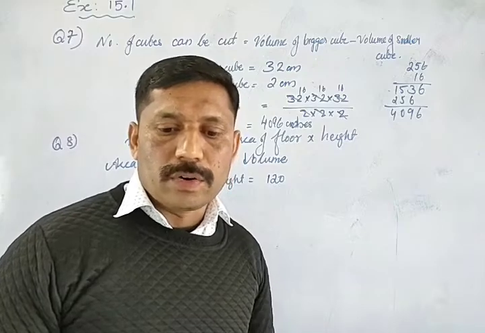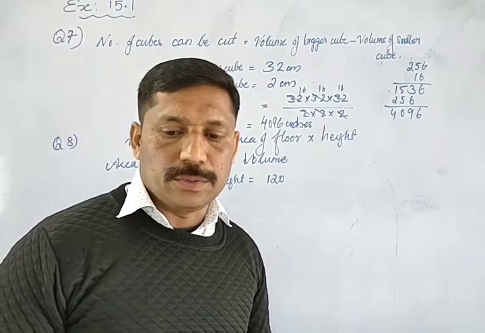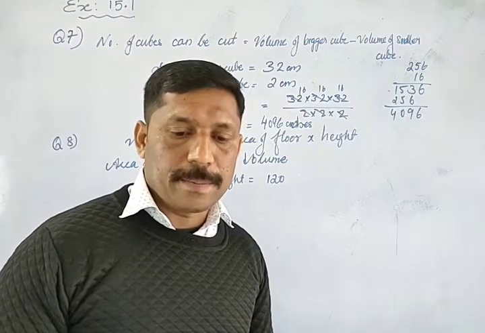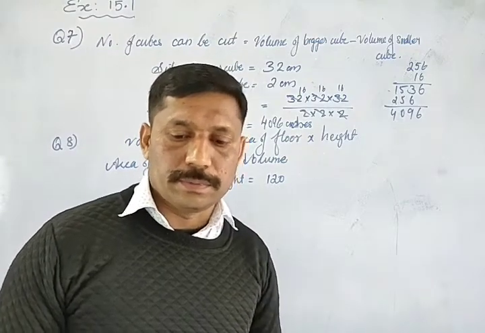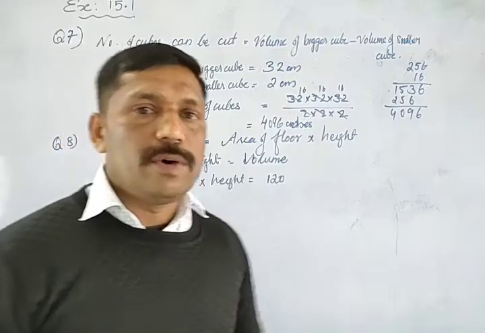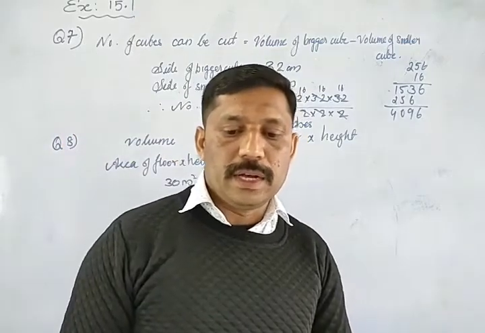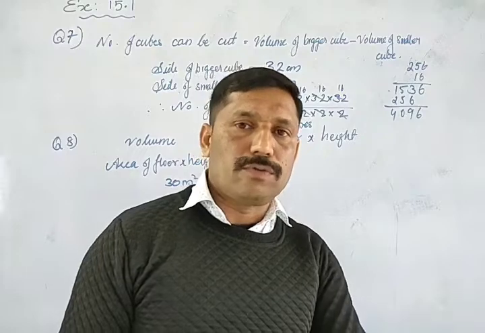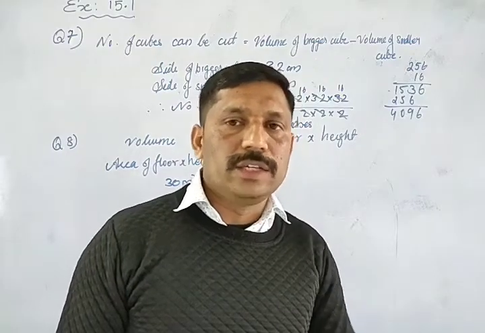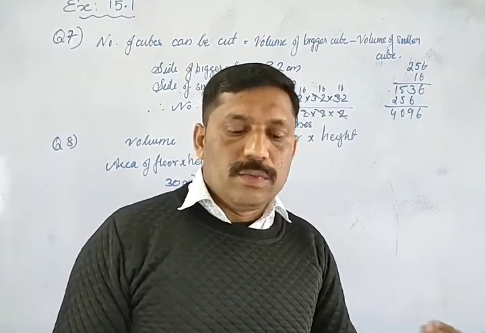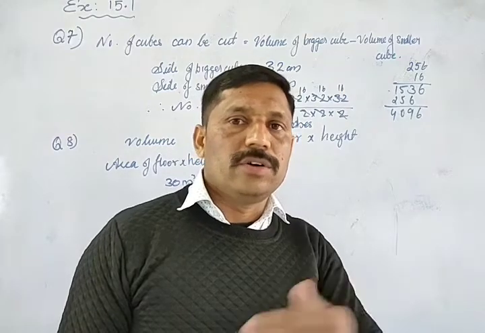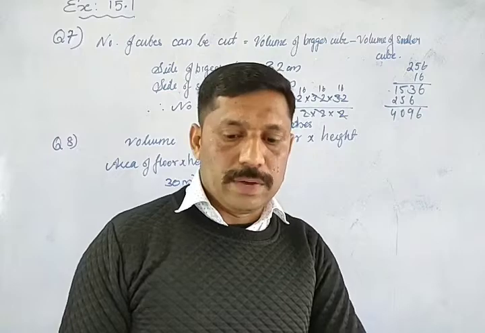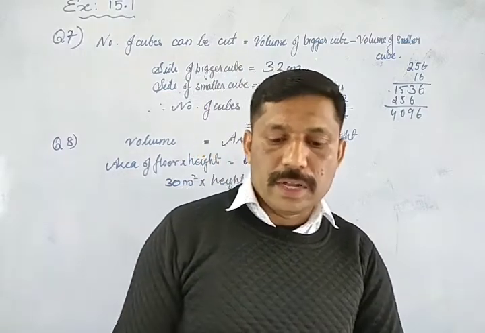The volume of a room is 120 meter cube and the area of the floor is 30 meter square. Find the height of the room. Here volume of a room is given, 120 meter cube, and the area of the floor is given. Area of the floor means length into breadth. And volume is equal to length into breadth into height. Length into breadth into height is given and length into breadth also given. So we can find out the height of the room.